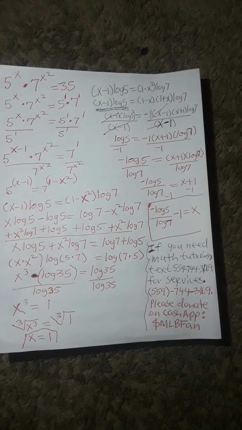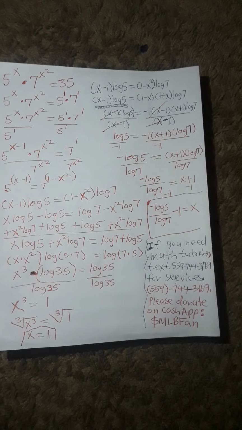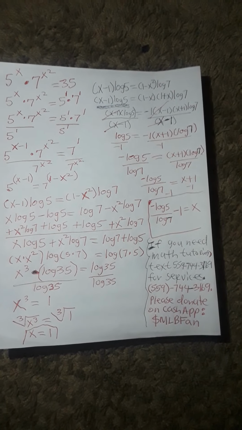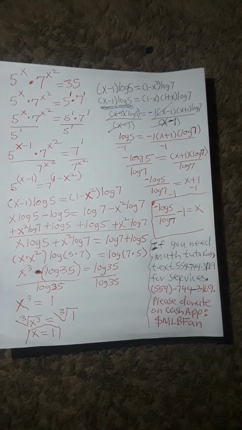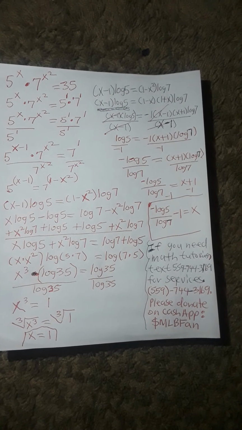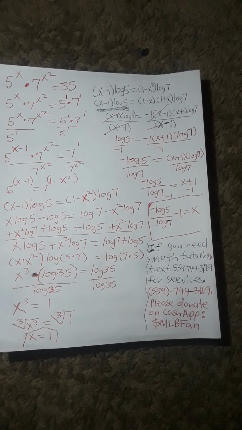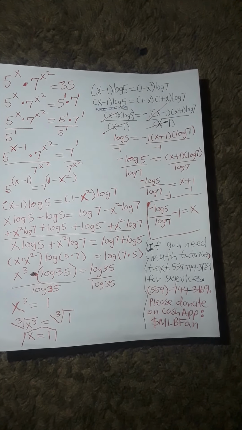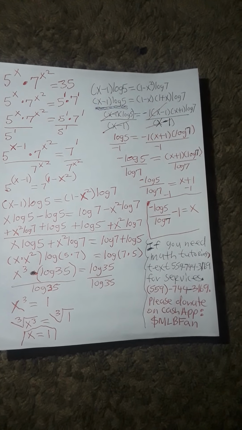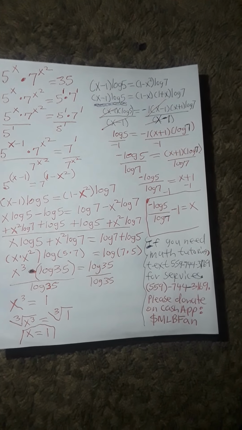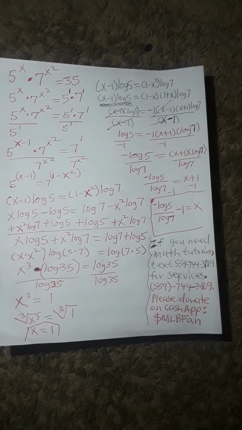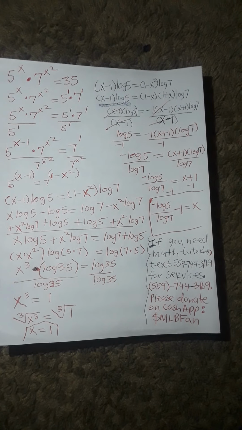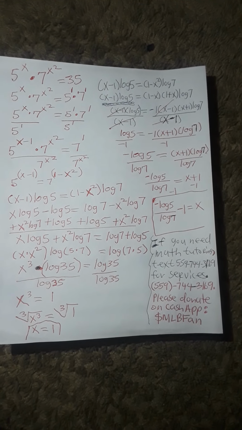And notice that we have the power of 1 above the 5 and the 7 because we want to solve it in an exponential format. So now we need to divide 5 to the power of 1 to both sides of the equation. And this will yield 5 to the power of x times 7 to the power of x squared divided by 5 to the power of 1 is equal to 7 to the power of 1.